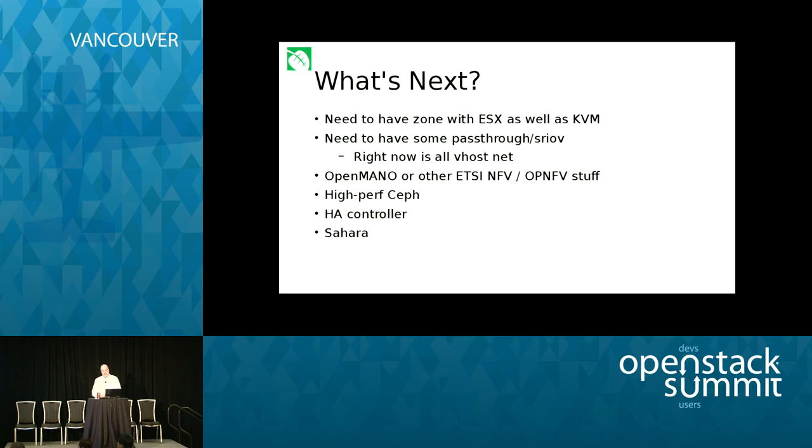OpenMANO, there's a lot of ETSI NFV, OPNFV stuff that clearly I'm going to have to get onto the platform, and I'm kind of dreading it because it would be a lot of work. I need a higher performance Ceph. As we start going into more big data, people are going to use this for more than just storing some movie they downloaded or something. I need an HA controller. I'm living a little bit on borrowed time. The system's been perfectly reliable, but no systems are reliable for all time. And then Sahara is sort of on our roadmap as part of our big data exploration.